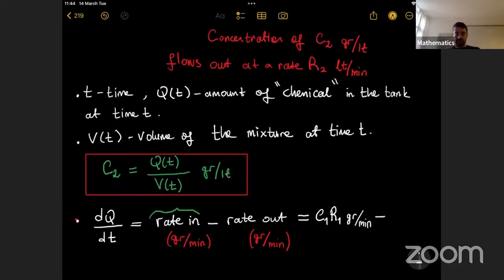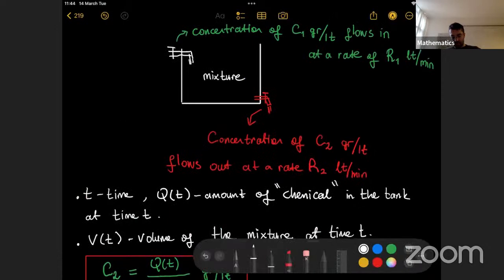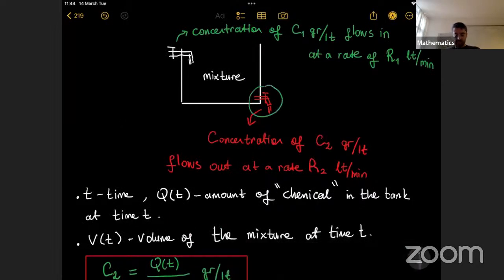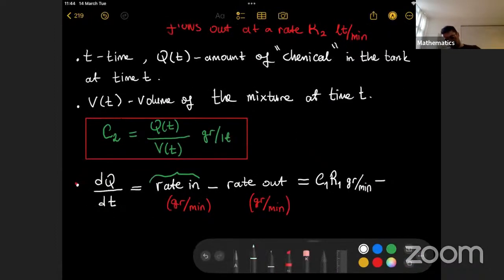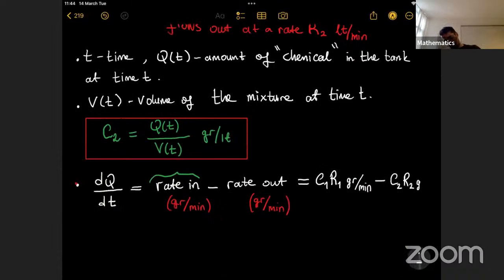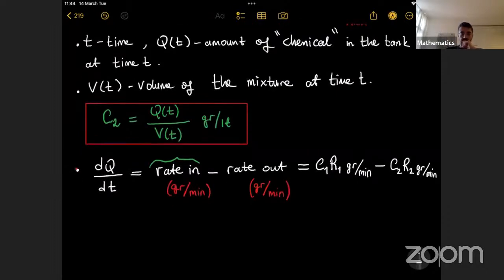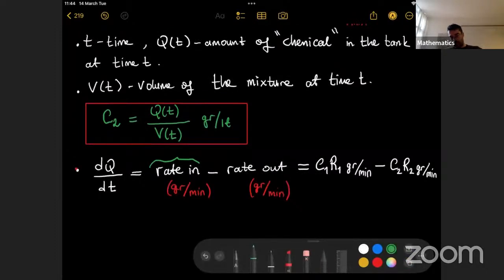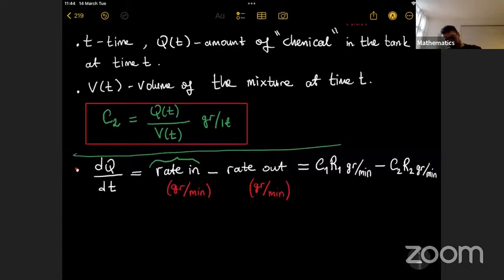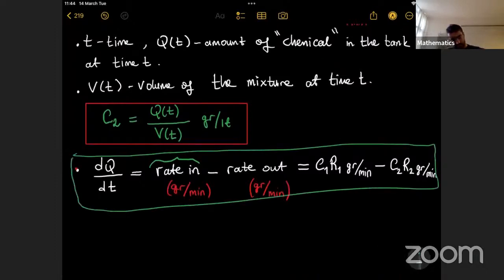Minus what is rate out. So some mixture flows out here, right? And what is the rate of this flow? Well, we have concentration C2 gram per liter, and it flows out at the rate of R2 liter per minute. So if you multiply this two, it becomes C2 R2 gram per minute, okay? So this is the equation we will use to solve this sort of problem.